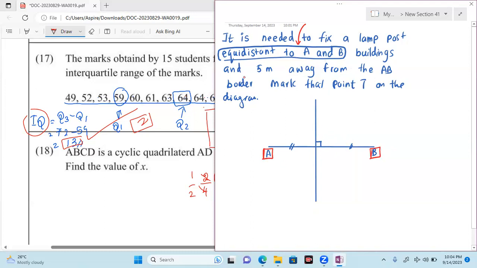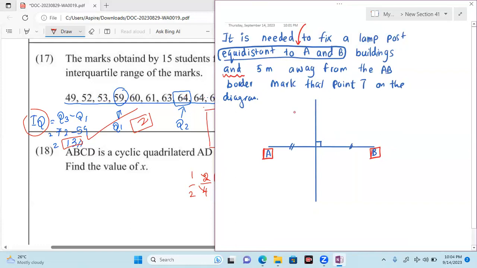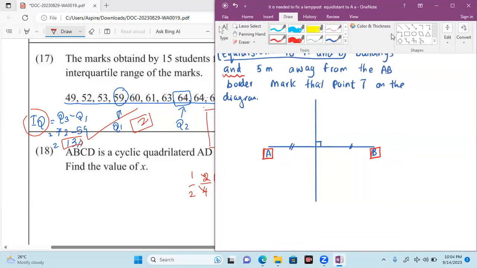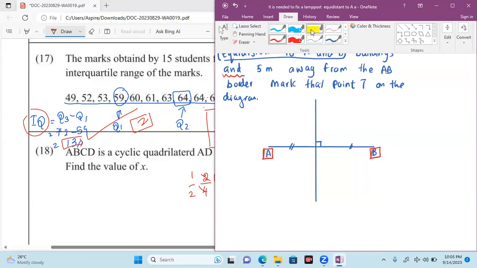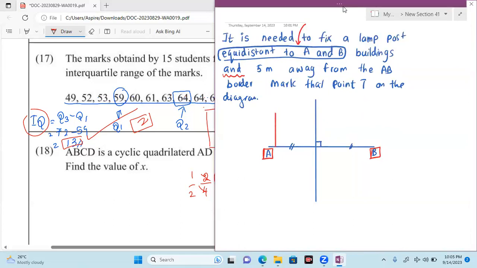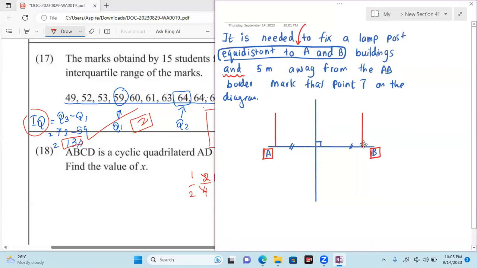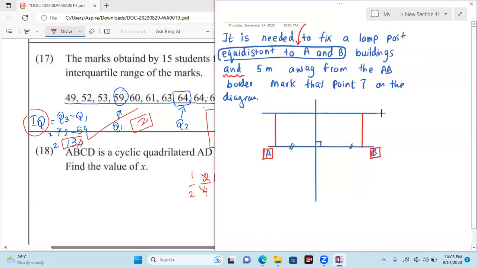A and B buildings, and then there is an 'and', which means they are explaining another locus. 5 meters away from AB means at a constant distance from a straight line. The locus located at a constant distance from a straight line is a parallel straight line.